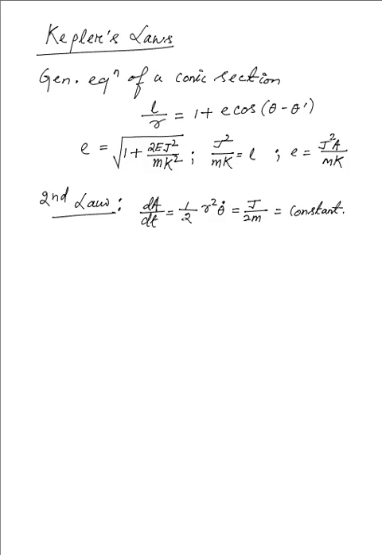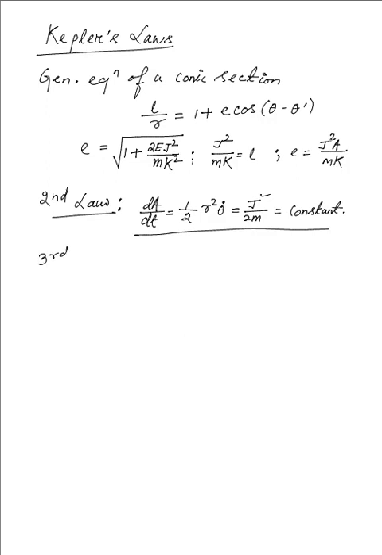The second law states that the areal velocity of the planet, that is the area swept by the planet per unit time, is always a constant, and it is proportional to the angular momentum J, as you can see in this equation. This constancy of areal velocity is actually a general property of motion under a central force, and the gravitational force is a special case of the central force, and that is the reason why we are getting this right away.